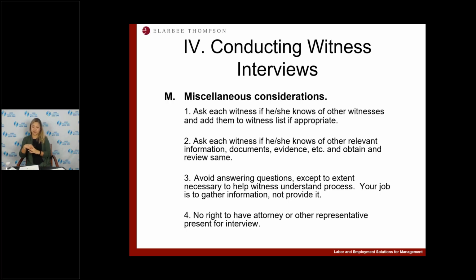No right to have an attorney or other representative present for the interview. This is an internal investigation. This is not a legal proceeding where they'd have a right to an attorney. I had this recently come up where someone basically said that she would not cooperate without an attorney present. And she was told that if she decided not to cooperate, she could be disciplined up to and including termination. And she quickly changed her mind.